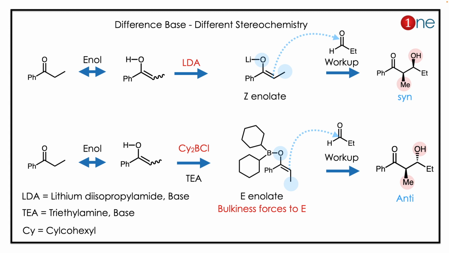So the enol formation is the key here. LDA and boron behave differently, and it dictates the final geometry. The concept you have to learn here is bulkiness versus enolate formation. Bulky reagents create E enolate, less bulky create Z enolate.